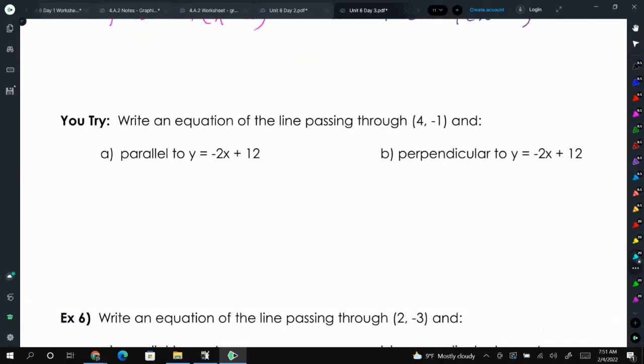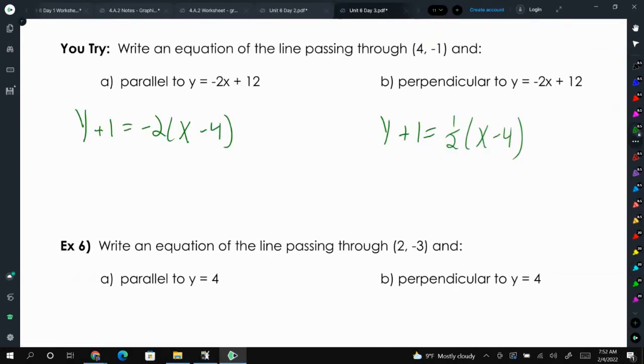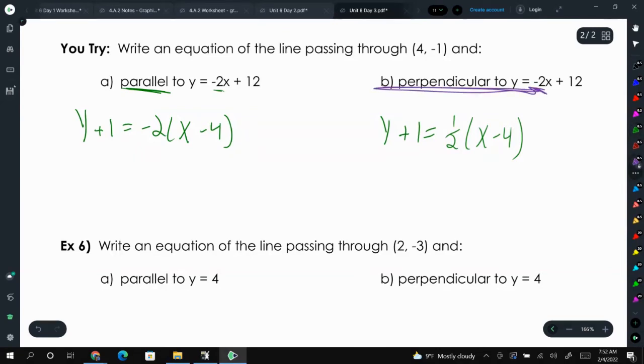All right, so I want you to try this part down here. And once you get the answer, unpause it to see if our answers match up. All right, so you can look at the answers here. y plus 1 equals negative 2, and then in parentheses x minus 4, because we're going to the point 4 comma negative 1. And our slope has to be 2 because we want to be parallel to this line. And then for the other one, we want to be perpendicular, so we have to take that negative 2, flip it, and change the sign from negative to positive.